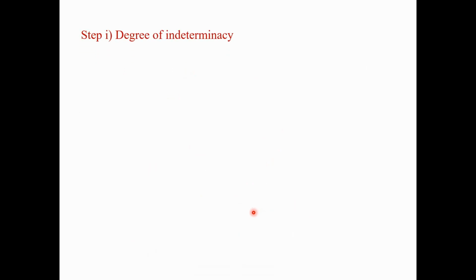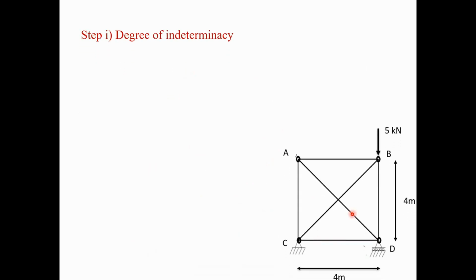The first step is the degree of indeterminacy of the truss. First is the degree of external redundancy, which is equal to R minus E. R minus E means the number of unknown reactions in the structure minus the number of available equations. The number of unknown reactions in the structure is 3: 2 at this hinge joint and 1 at this roller. So 3 minus 3 is 0.